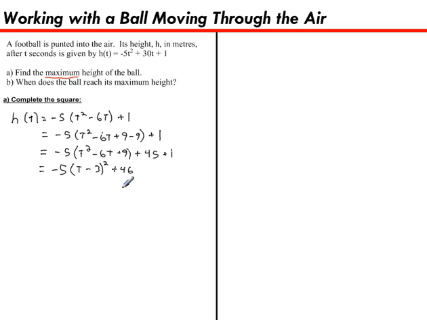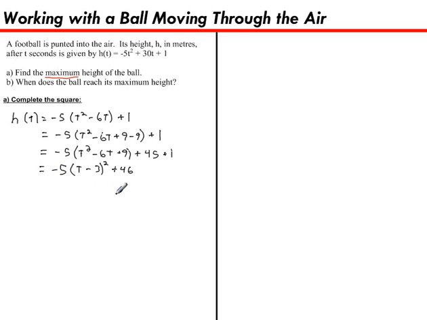At this stage, I can do a common sense check. Since it's an object like a ball being thrown up into the air, in this case a football being punted into the air, it's going to go up and then come back down again, which means this number in front should be negative. If it's negative, that means my parabola opens downward, and that's the case here. So you should always get a negative in the front when you complete the square for an object like a ball being thrown into the air.